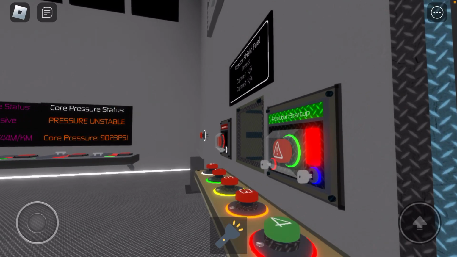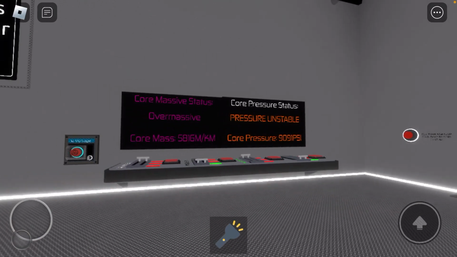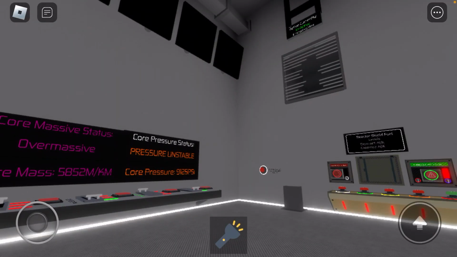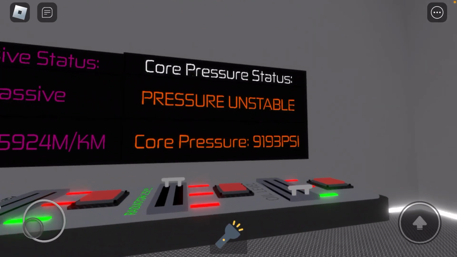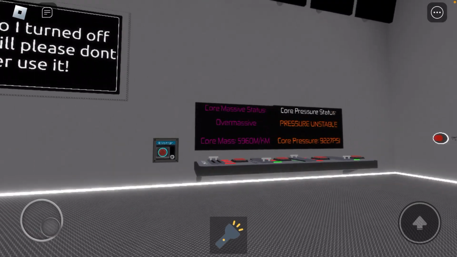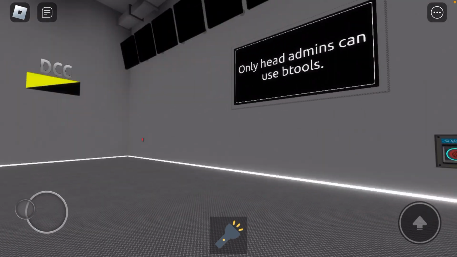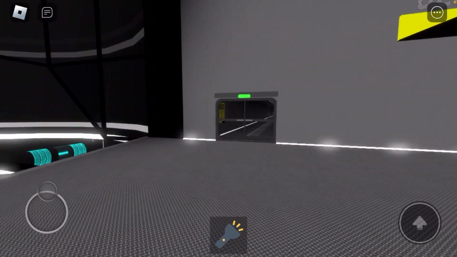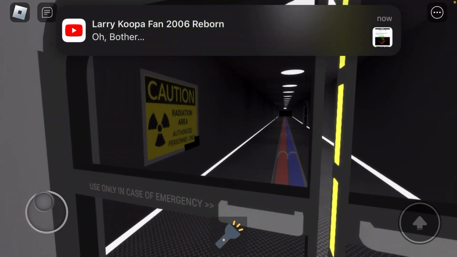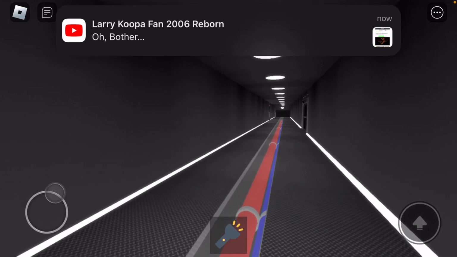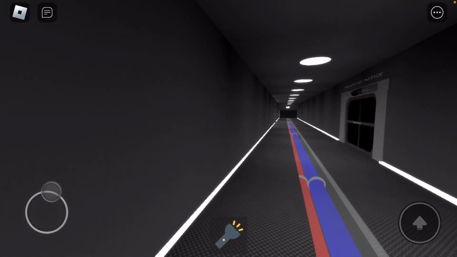Yep. The pressure is now unstable. Yep, pressure's unstable now. Look at what it says. Pressure unstable. But look, the mass is now critical. Now I have to escape immediately. Okay. Escaping the facility.